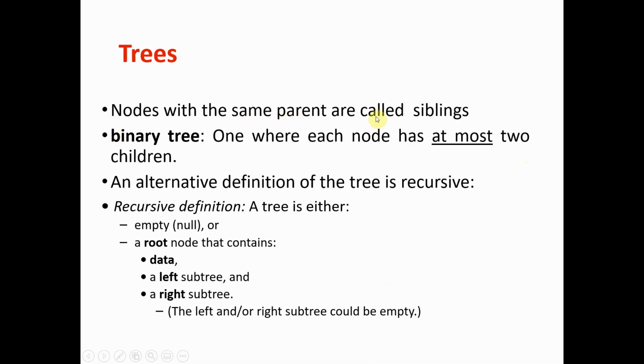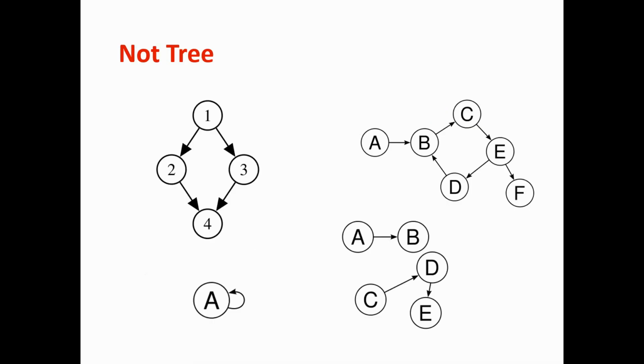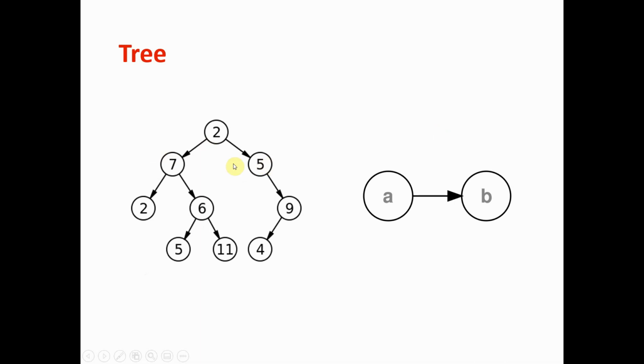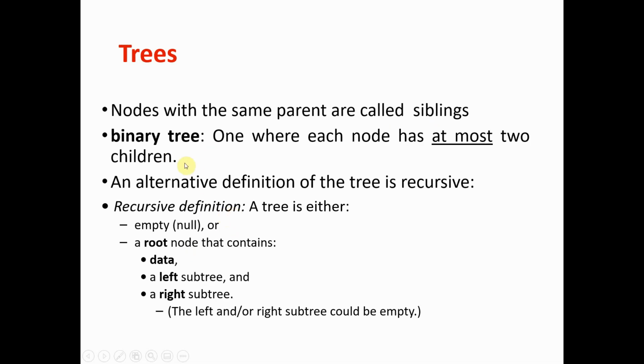Nodes that share the same parent are called siblings. Okay, so for example, in this case, 5 and 7 are siblings, 2 and 6 are siblings, 5 and 11 are siblings. A binary tree is a subcategory of trees in which every node has a maximum of 2 children. So it can only have 0, 1, or 2 children. So this is the definition of a binary tree.